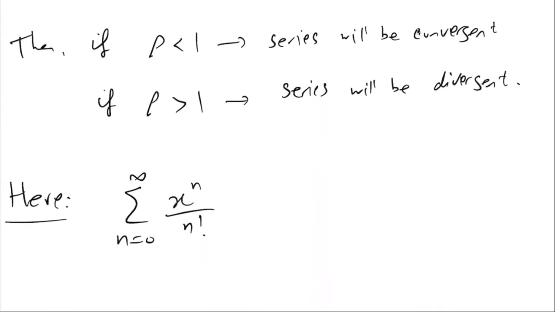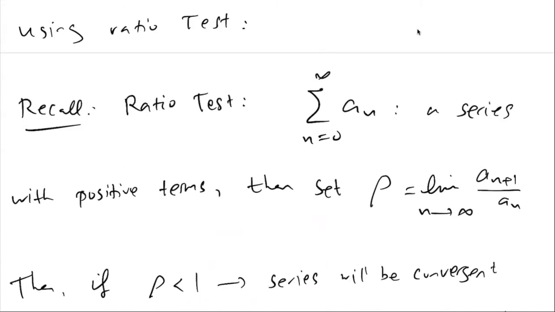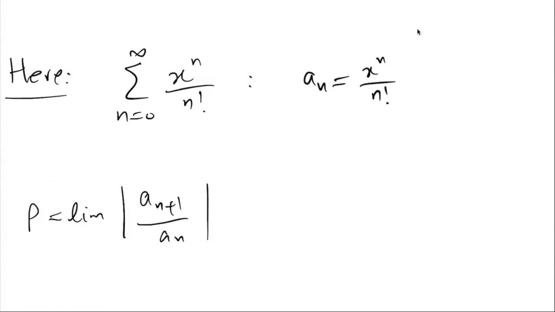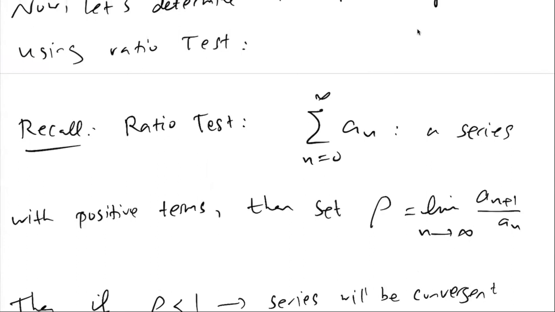Now, here basically my a_n is x to the power n over n factorial. But I want a_n to be positive, so let me take the absolute value. Let's say rho equals the limit of the absolute value of a_(n+1) over a_n. Because x here is close to 0, it could be on the left side or right side of 0, meaning it could be negative or positive. But if I take the absolute value, everything becomes positive, and then I'll be able to apply the ratio test.